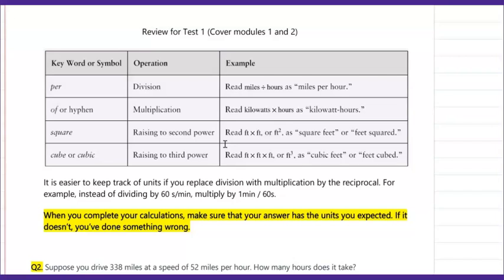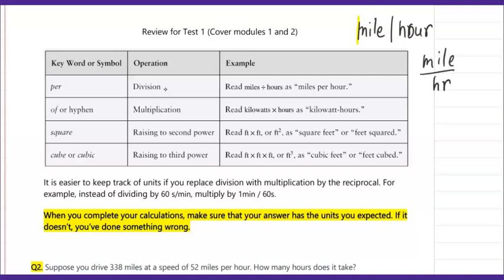In this unit conversion topic, you have to know a couple of terms, keywords, and what you do if you have such a keyword, with an example. So let's do the "per." "Per" is division. Let's say you have your odometer and you can see the speed. It says, let's say, miles per hour.